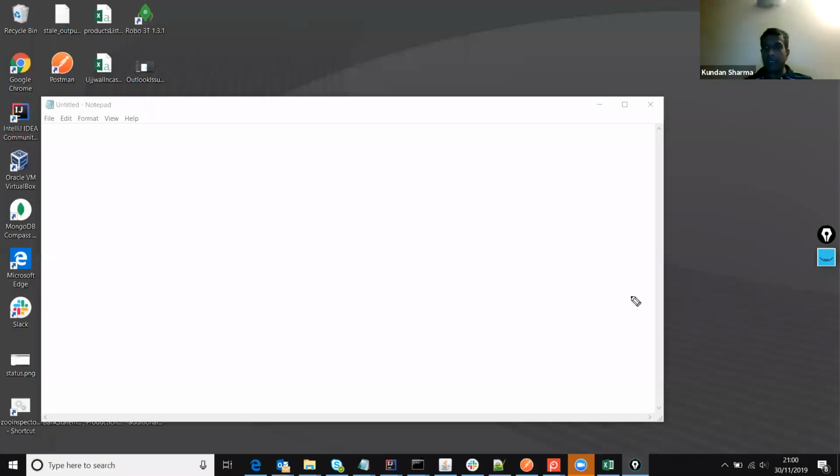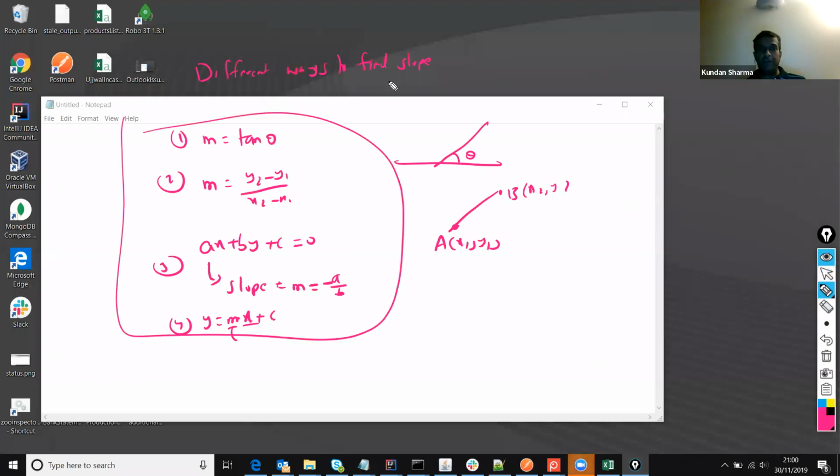Okay, so what I was discussing, Agrima, there are different ways to find slope. If we know the angle made by the line with the x-axis, if it is theta, then we know that m is equal to tan theta is the slope.